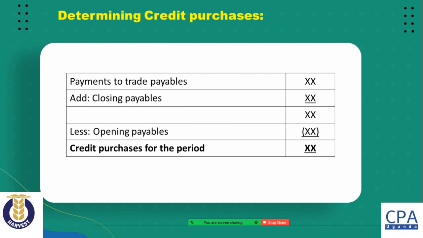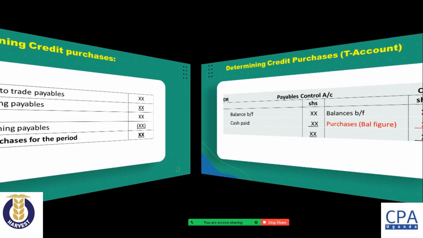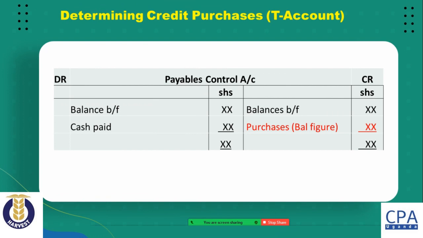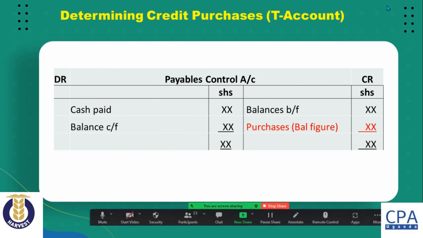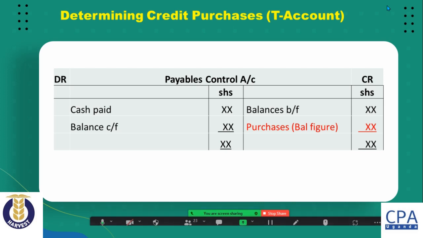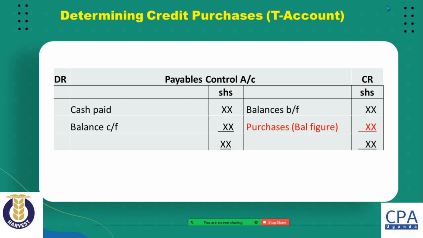There is no way you can go to the exam without practicing on this vertical format. If you don't like it, you can use the T format. Because it is a liability, the opening balance must be on the credit side. The closing balance is on the debit side. The purchases figure is the balancing figure. The cash we pay, which reduces our liability, is on the debit. So if you don't go for the vertical format, you can use the T format.